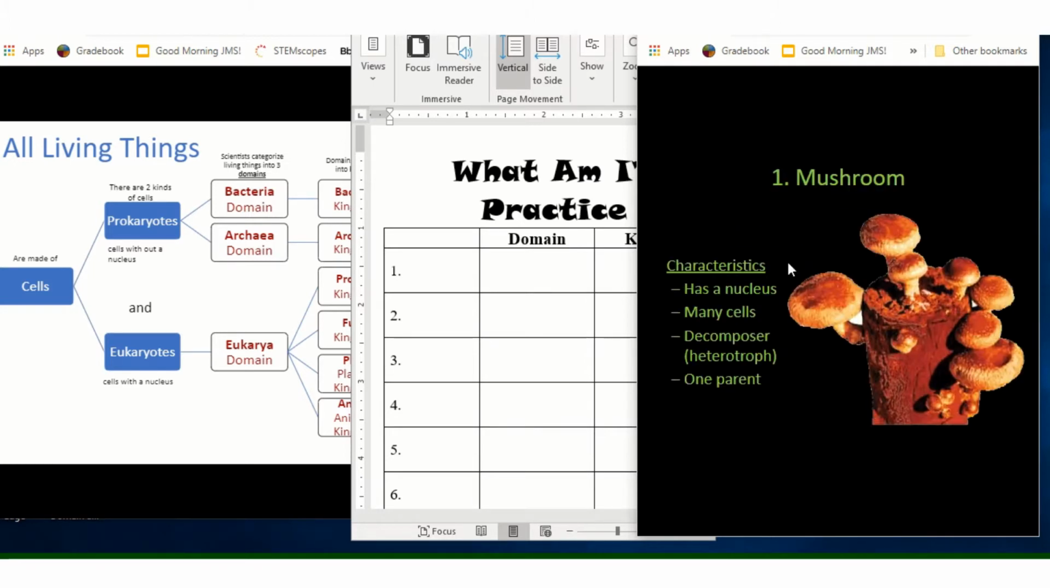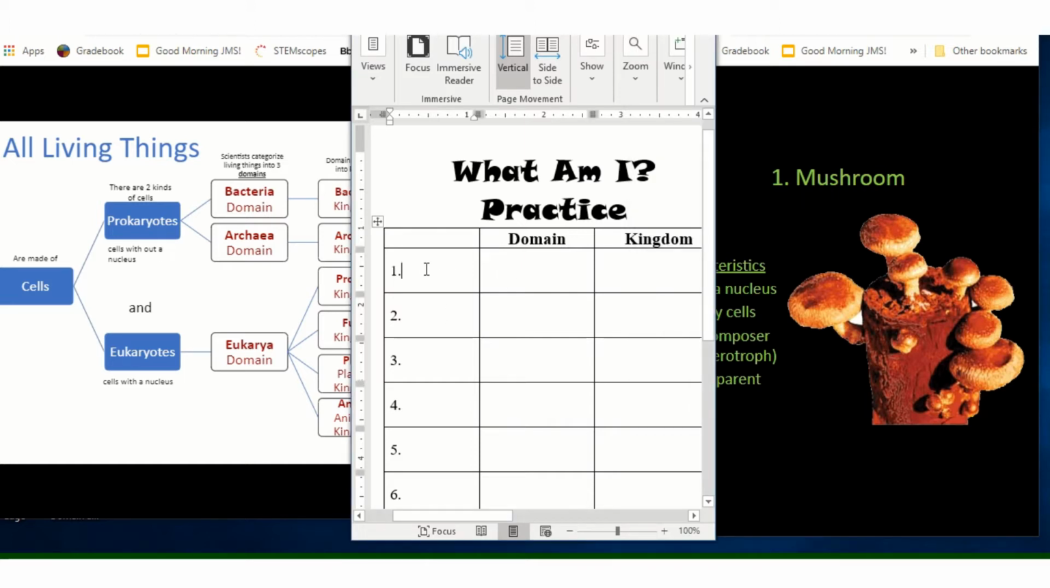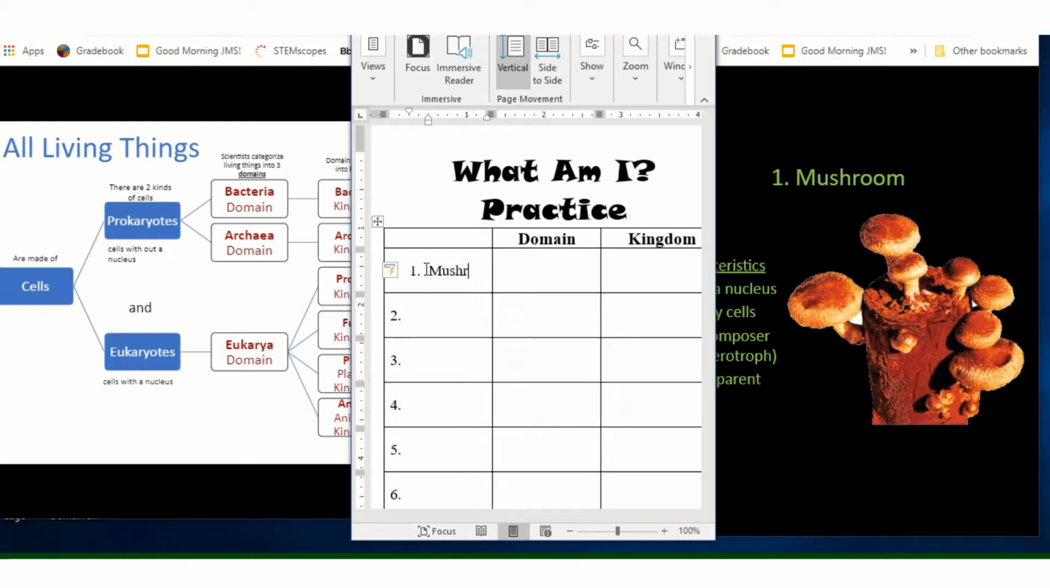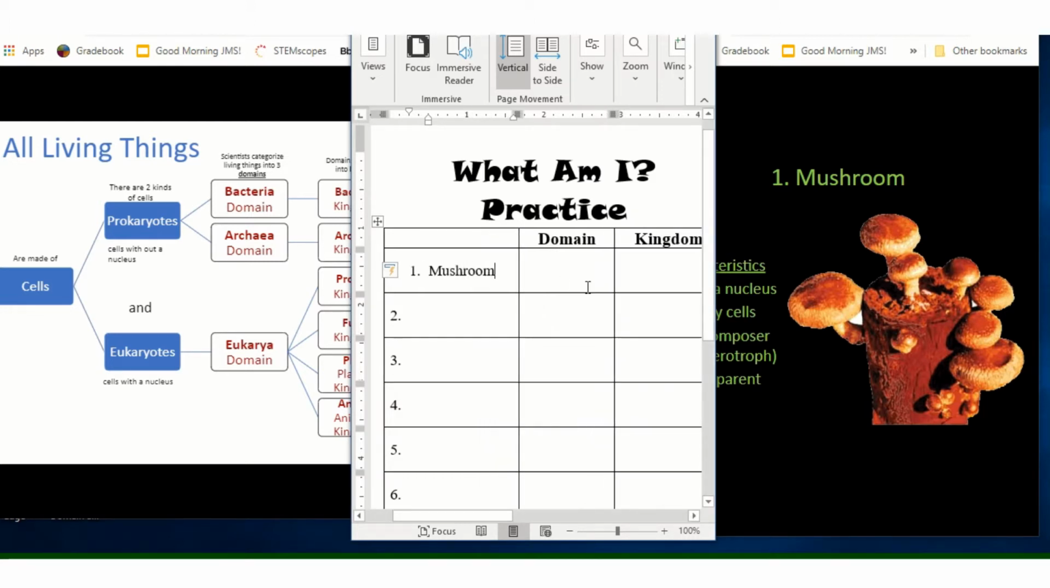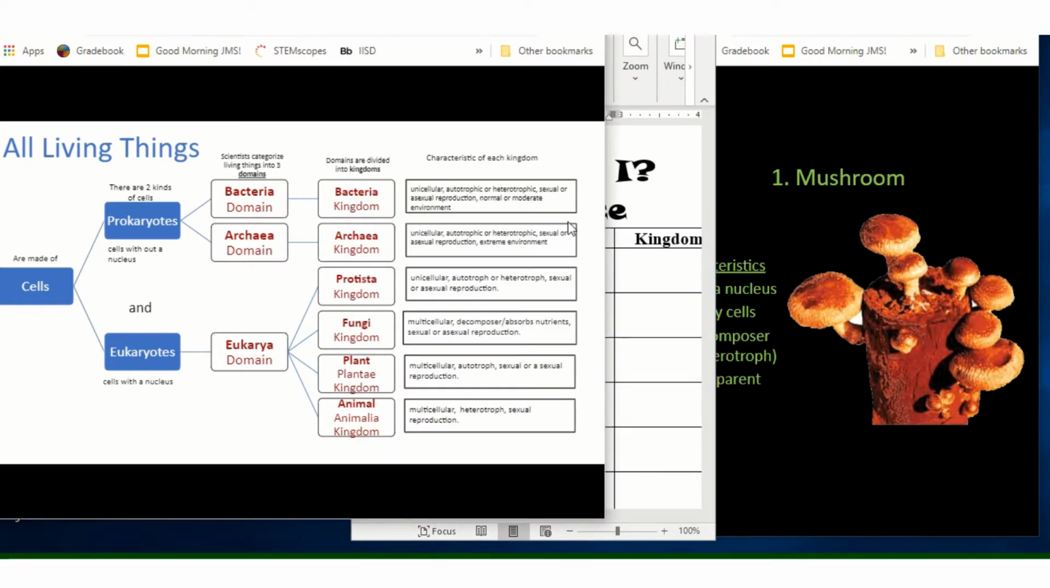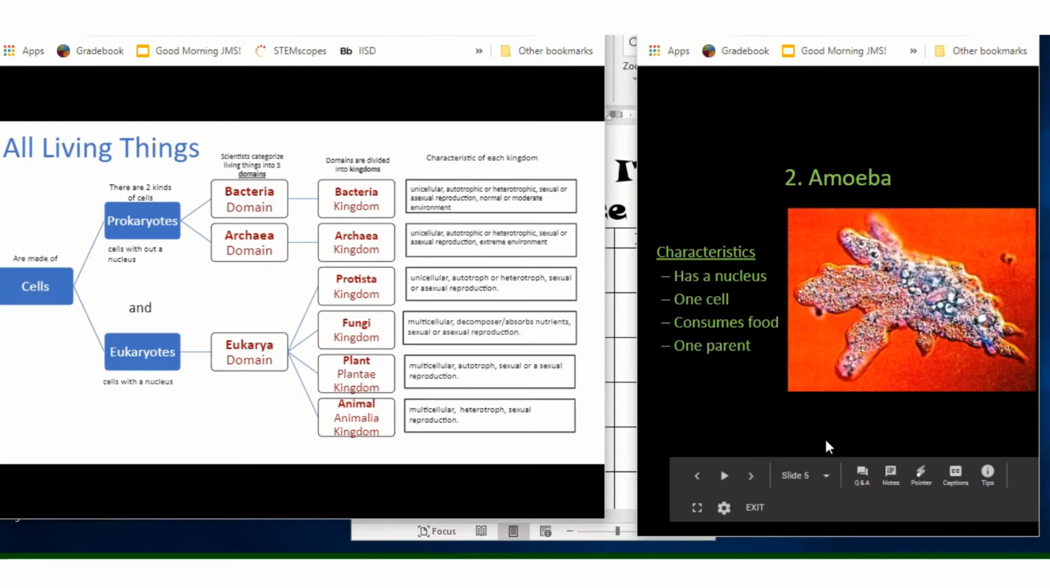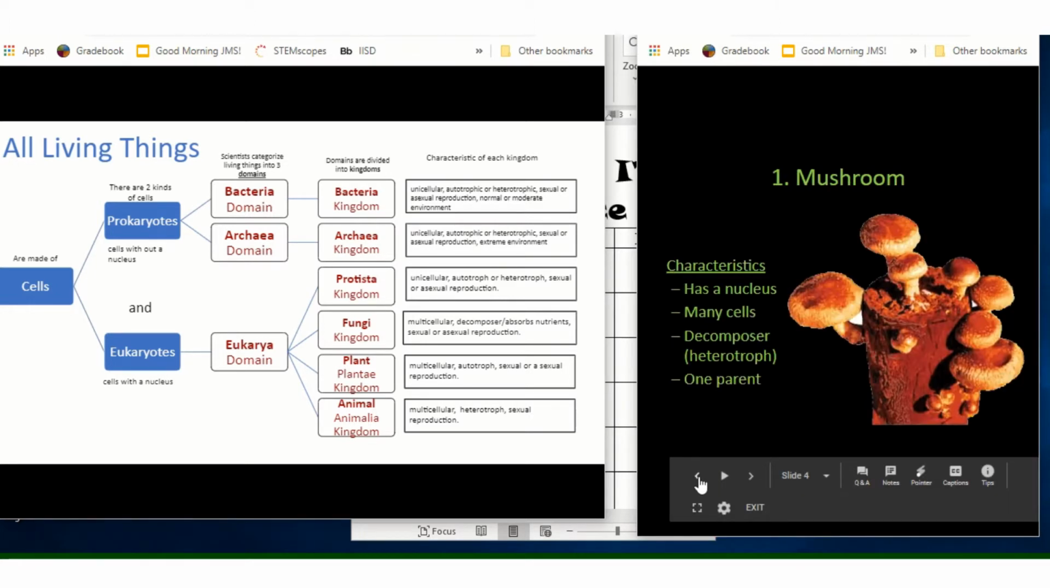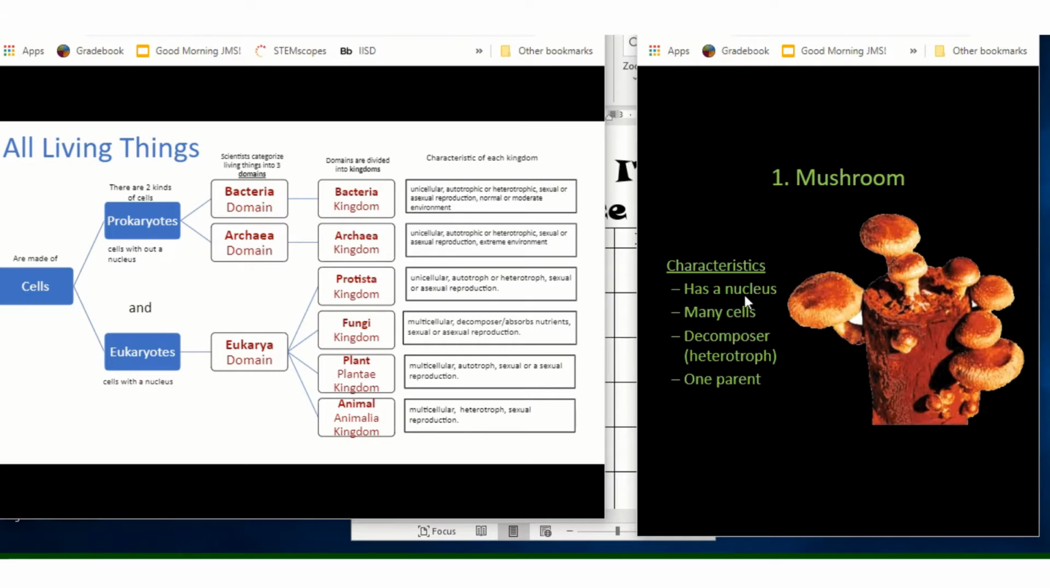All right, on to the next. Okay, so the first organism is the mushroom. So on your answer sheet right here, you're going to type in mushroom or write in mushroom. Okay, and now we got to use the tree map here to figure out which domain and which kingdom it's in. So we look at its characteristics. First, it says has a nucleus. So we got to decide, is that a prokaryote cell or is that a eukaryote cell?